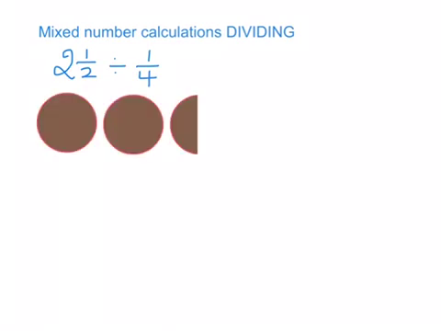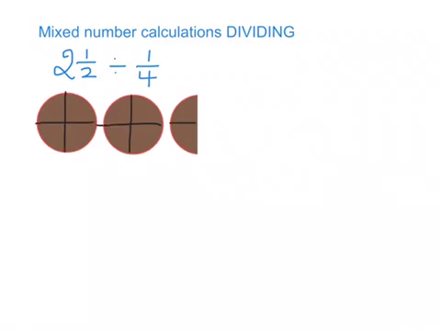So that could mean that I've got 2.5 chocolate cakes, and I want to cut them up into slices where each slice is a quarter of the whole cake. So I'm going to see how many slices I could cut from 2.5 cakes. So visually I can do that.